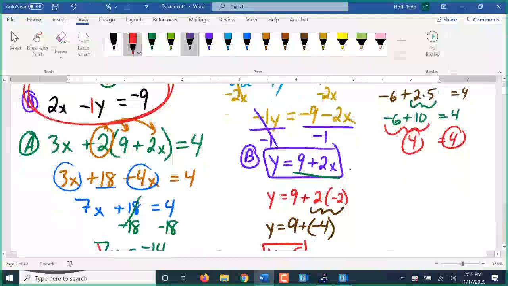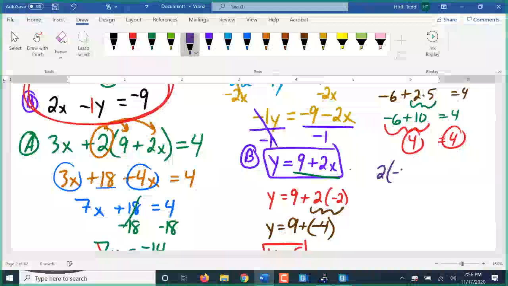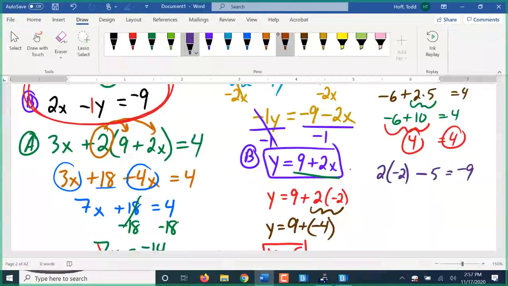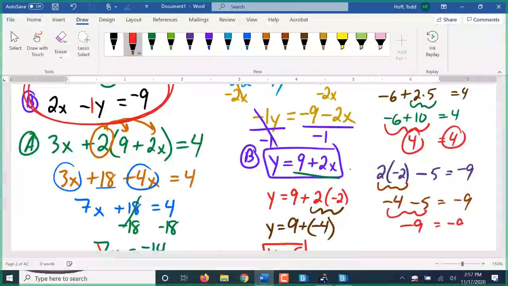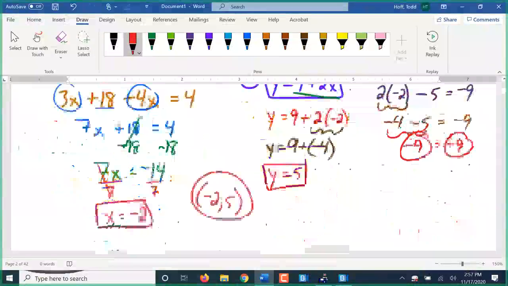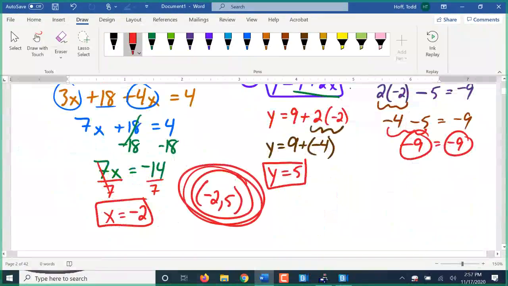For the second equation, 2x would become 2 times negative 2 minus y, which is 5, equals negative 9. So 2 times negative 2 is a negative 4. And negative 4 minus 5 is a negative 9. So we have negative 9 on both sides of that equation. So it works in that equation as well. So that ordered pair, negative 2, 5, makes both equations true. So that confirms that is the solution to our system.